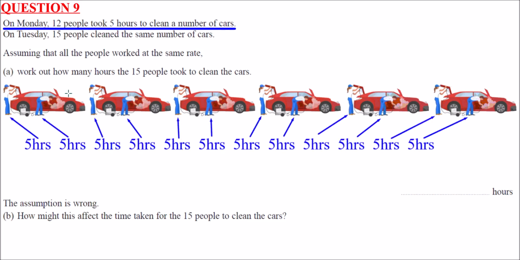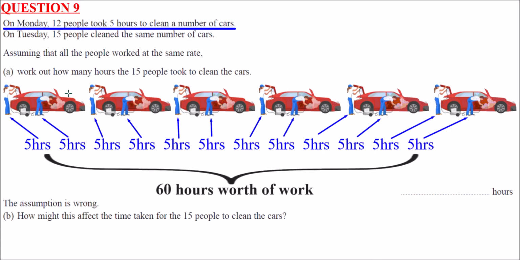So in total, how much work is that for just one person? If you've got 12 people working 5 hours each, that's a total of 12 times 5, which is 60 hours worth of work. So they've shared it equally, you'd hope if it's a fair workplace, between themselves. So 60 hours of work divided by 12 people is 5 hours each, as obviously it is, because we're told that. So for part A, we need to use this assumption that they worked at the same rate to work out how many hours 15 people would take to clean the cars.